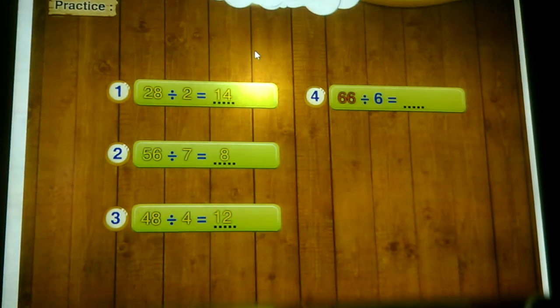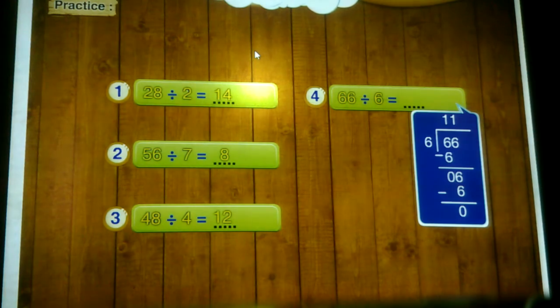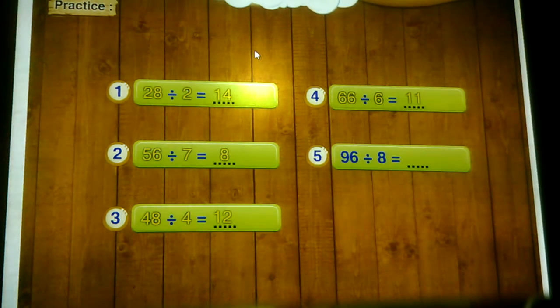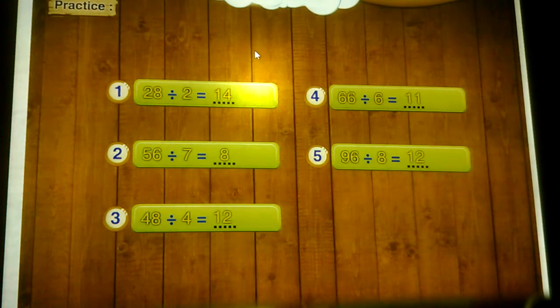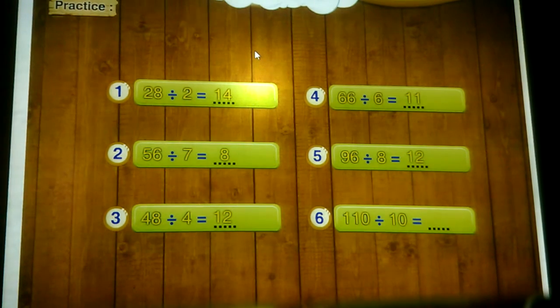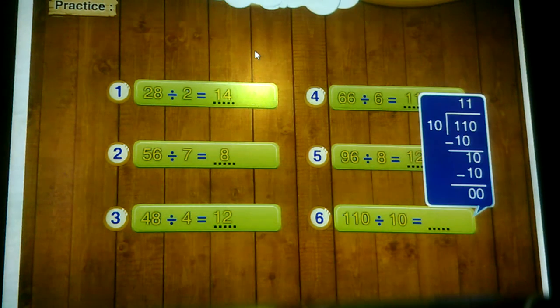4. 66 divided by 6 is equal to how much? 66 when divided by 6 will give the answer 11. 5. 96 divided by 8 is equal to how much? 96 divided by 8 gives 12. 6. 110 divided by 10 is equal to dash. 110 when divided by 10 gives 11.